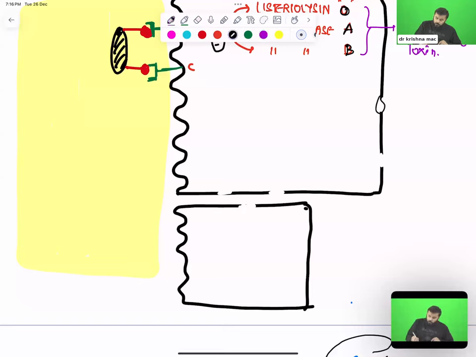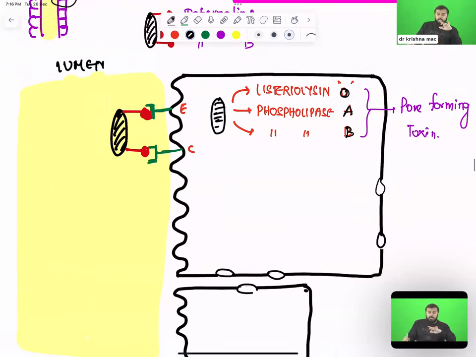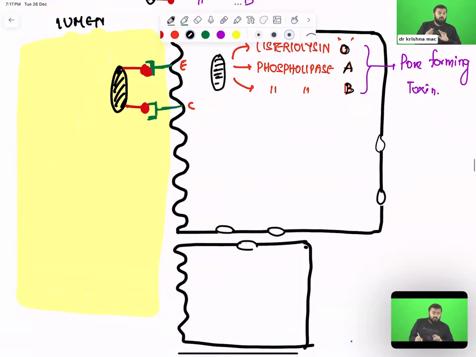See, there are holes. There are literally very big holes, or very big pores, that are formed. If they ask you what are the pore-forming toxins in the exam, what will you tell? Listeriolysin O, phospholipase A, and phospholipase B, which are released by this Listeria organism. Clear, everyone? Everyone is clear with this, right?